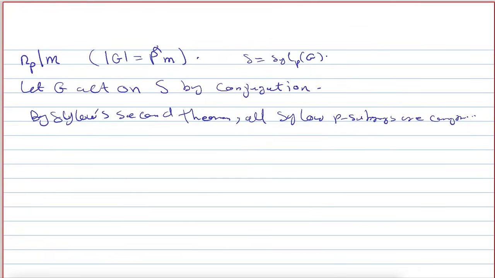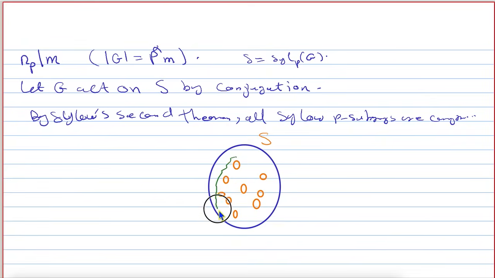And this means if this is S, the set of all Sylow p subgroups, then the action by conjugation will create a single orbit inside this set. The reason is that if we take any particular Sylow p subgroup, then it can be connected to all other Sylow p subgroups by conjugation.